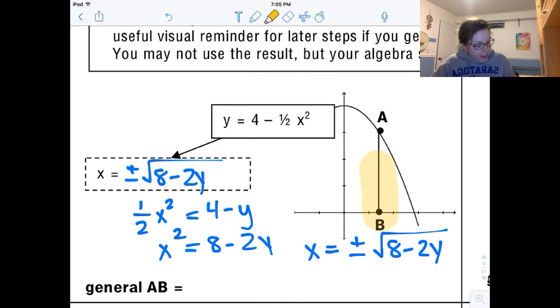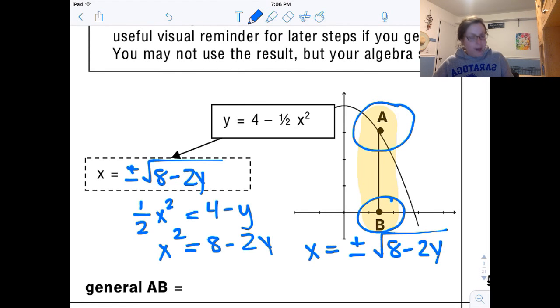If I wanted to find this length here, what I could look at is that I know I'm cutting the x-axis. This should be dx, right? I want these in terms of x. But the real idea here is I'm subtracting my y values. These have the same x coordinate, so I'm subtracting my y values. So I'm going to subtract the y value here and the y value here. So the upper y value is my function, which is the positive square root of 8 minus 2y.